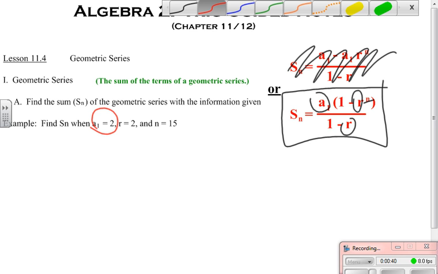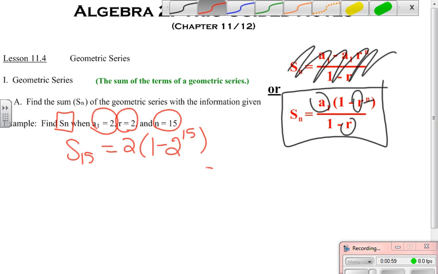If a1 is 2, r is 2, n is 15, find s of n. Well, we're really finding s of 15, the sum of the first 15 terms. So what we're doing is we have 2 times 1 minus 2 to the 15th power all over 1 minus 2. Now it's simply a matter of working it out with your calculator.